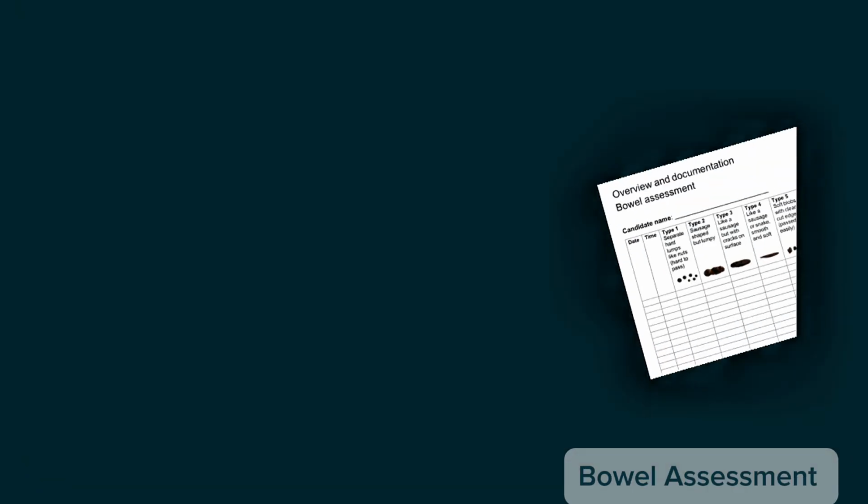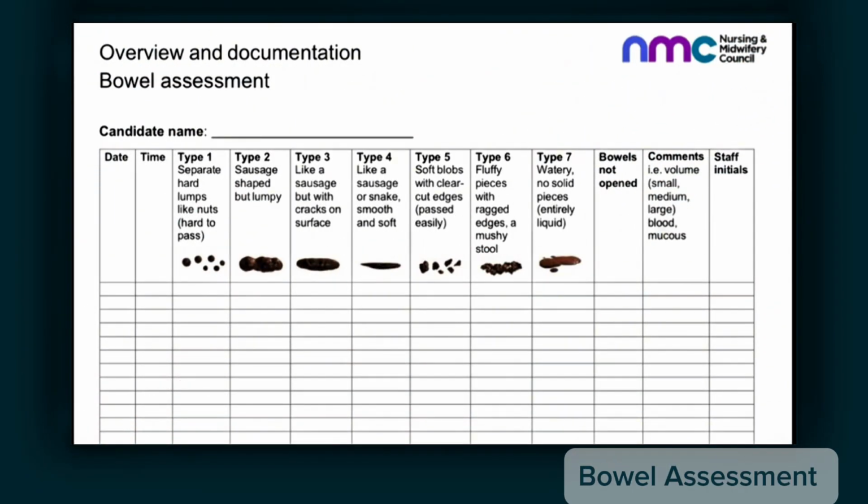Next one is the bowel assessment chart. This is used to monitor patients' bowel movements, to document the type of stool, frequency, consistency, and any concerns such as constipation or diarrhea. This helps identify changes in bowel pattern earlier. According to your findings, you have to write the patient's care.